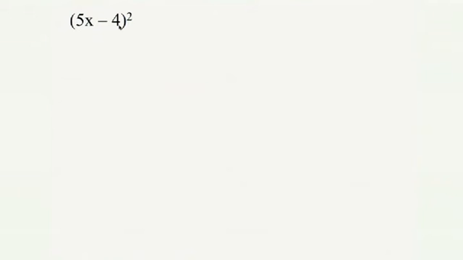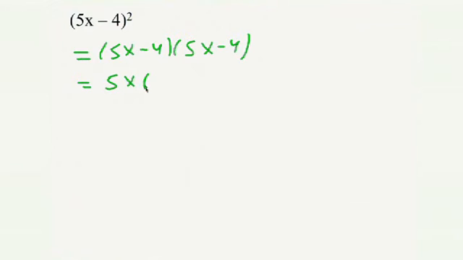You have to remember the definition of what an exponent means. 5x minus 4 squared just means multiply two 5x minus 4s together. And now I do this problem the way we did the problem 2 slides ago. This is 5x times 5x minus 4 and negative 4 times 5x minus 4.